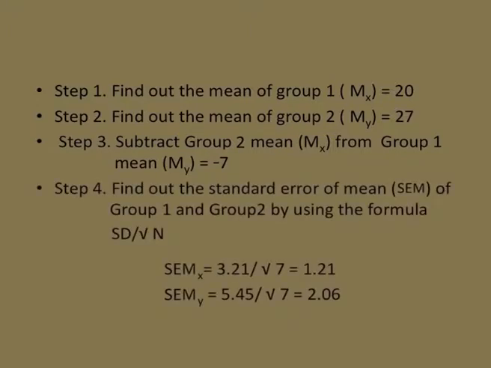Step 4. Find out the standard error of mean of group 1 and of group 2 by using the formula standard deviation divided by root of n. So the standard error of mean x will be equal to 3.21 divided by root of 7, which is equal to 1.21. Standard error of mean y will be equal to 5.45 divided by root 7, which is equal to 2.06.